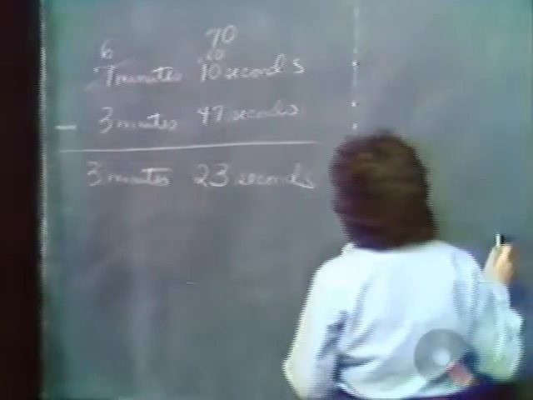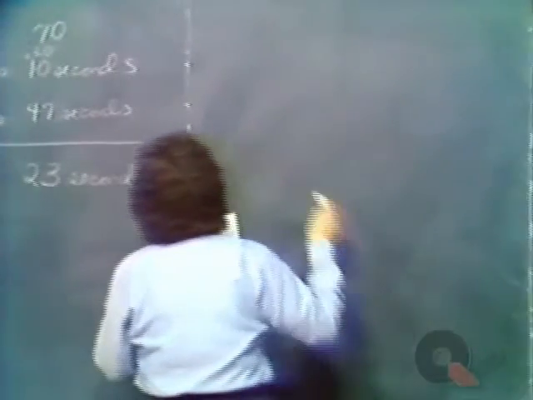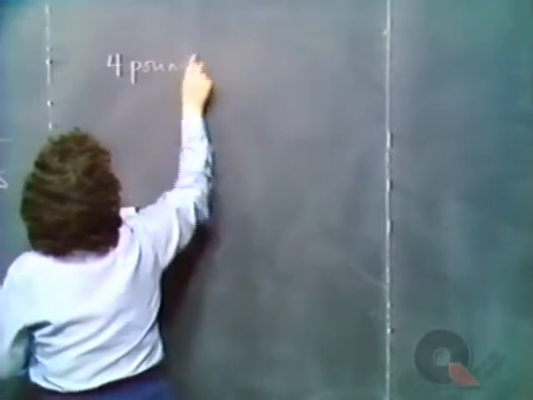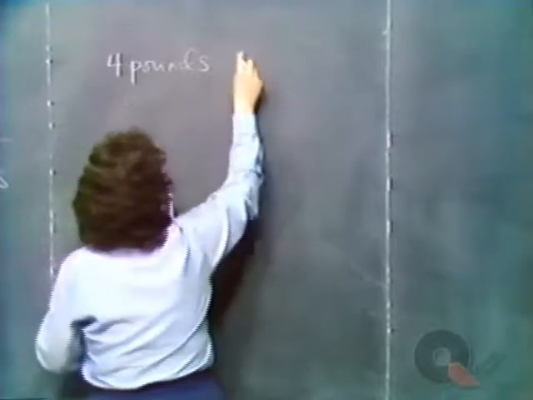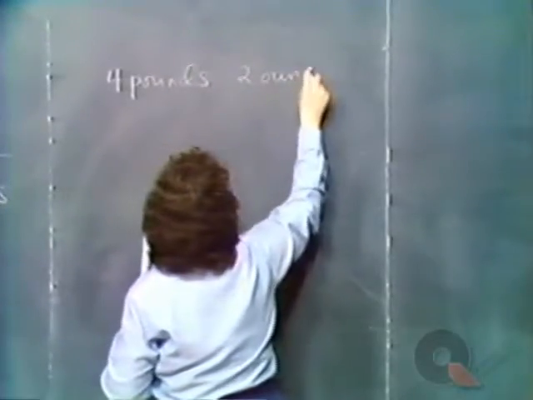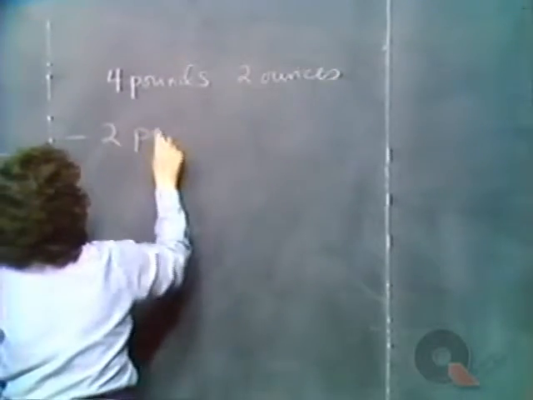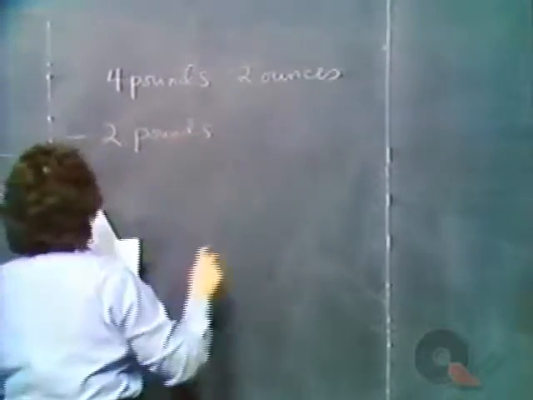Okay, let's try a problem involving weight. You might have a problem: 4 pounds, 2 ounces, take away 2 pounds, 10 ounces.